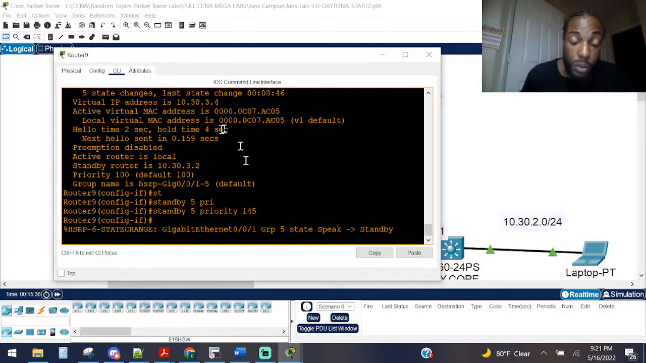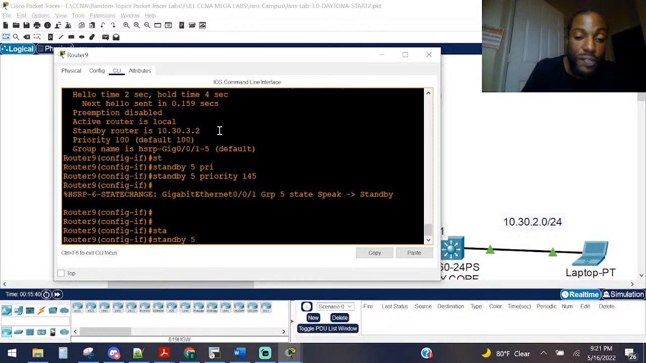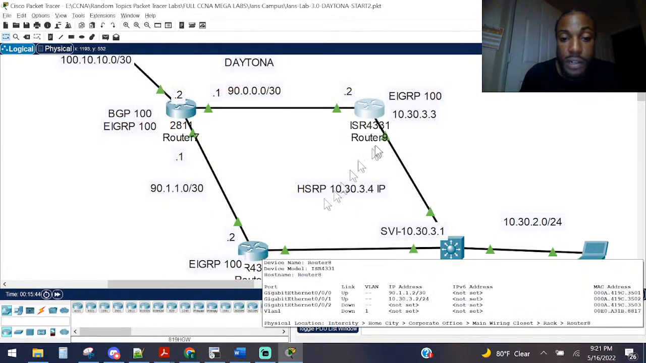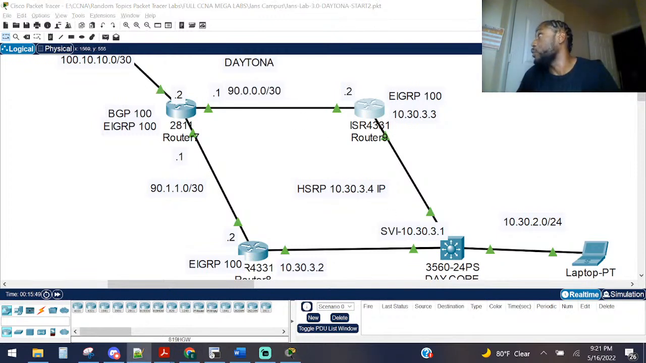But we need to go ahead and enable preemption on this side as well. Standby 5 preempt. So now preemption is enabled. This guy's now the active router, and this guy is standby, when it was the other way around, right? Next step said, do not use priority values. Check. Make router 8 the active HSRP peer. Check. I believe this is the last step.